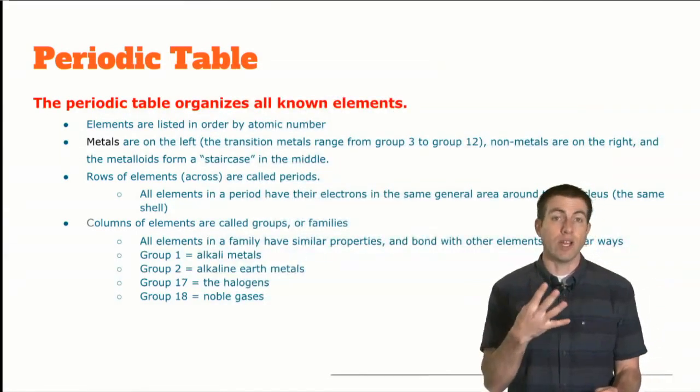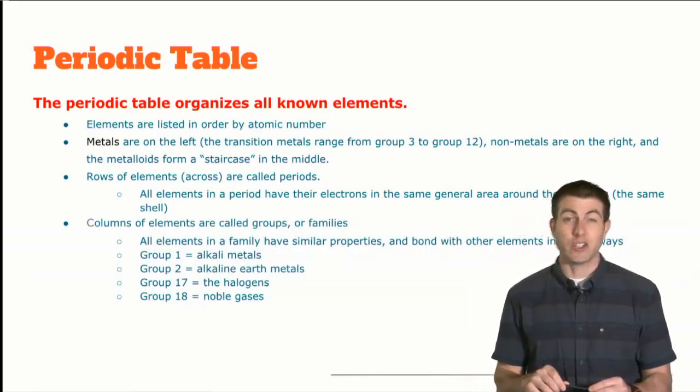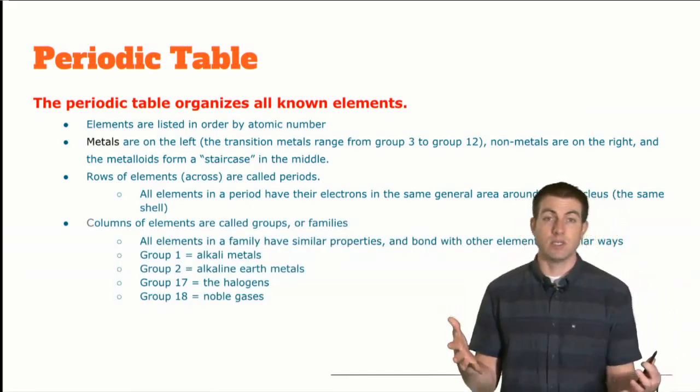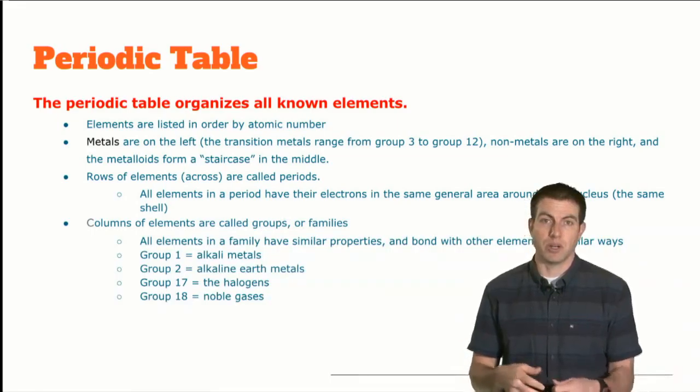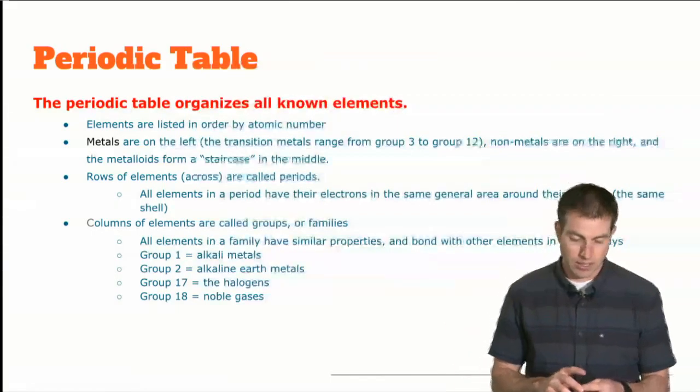So there are 4 families we need to know on the periodic table. And the great thing is that the periodic table just has these families listed right on the bottom, so we don't have to memorize them. They're just there for us.